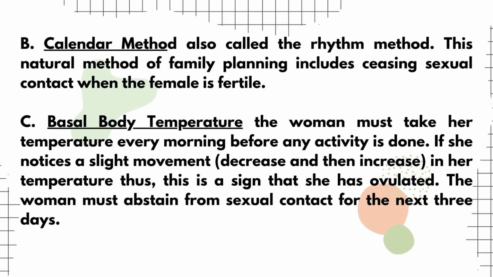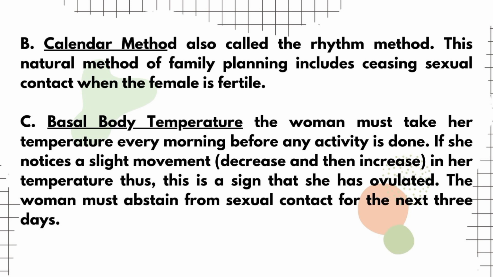So the second type of natural method is the calendar method, also called the rhythm method. This natural method of family planning includes ceasing sexual contact when the female is fertile. The calendar method helps the couple to predict the fertile days by tracking the length of the female's menstrual cycles over several months. Next is the basal body temperature or BBT.